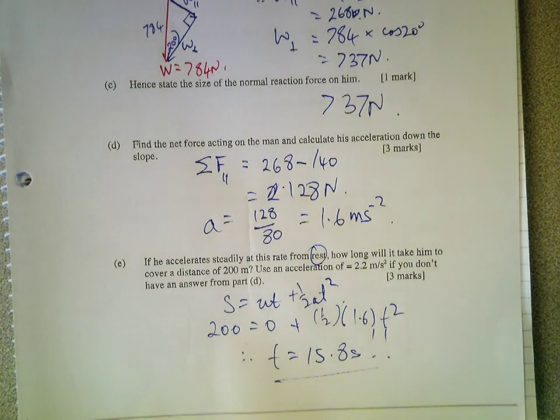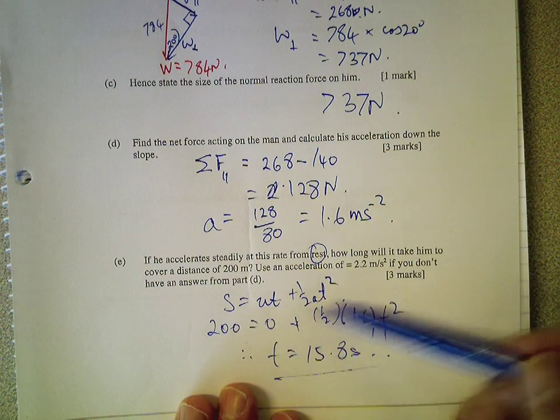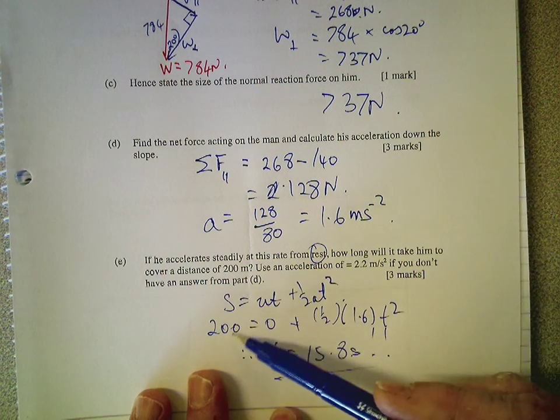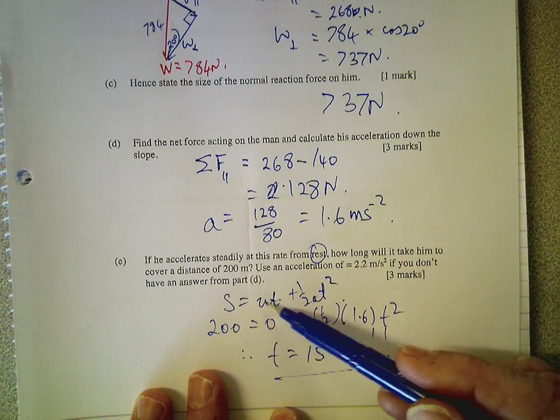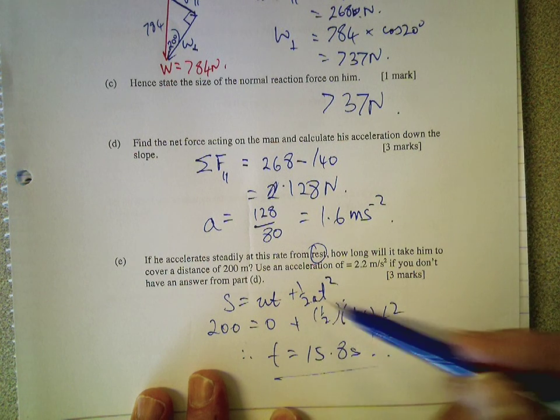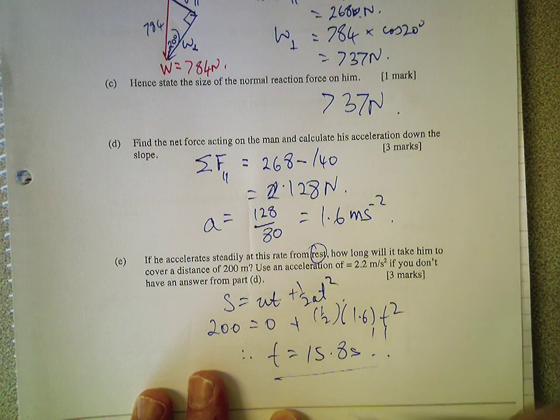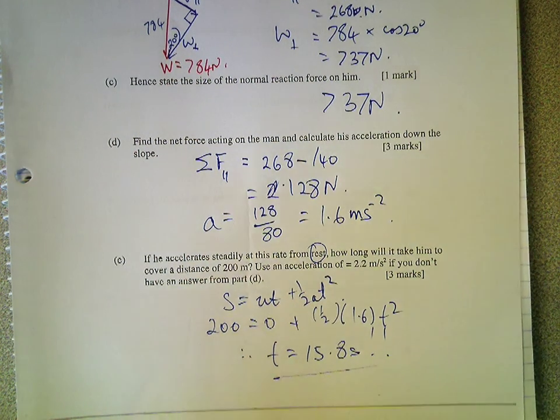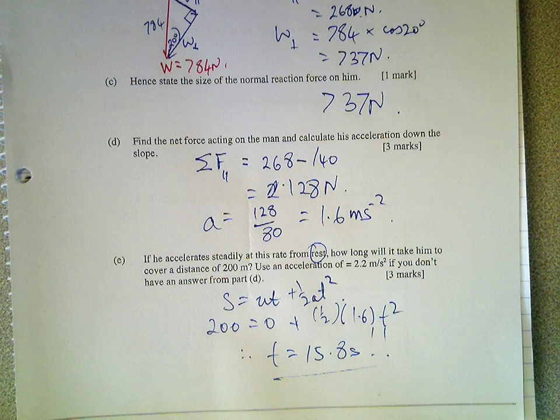Sorry, I realised I had that covered up. s is ut plus half a t squared. 200 equals 0 because the initial velocity was 0 plus half times 1.6 on t squared. So t comes out to be 15.8 seconds. You'll need to be able to do that sort of question for Thursday's test.